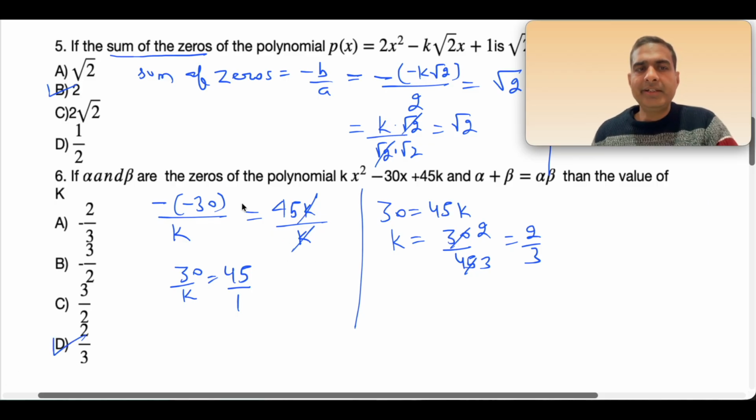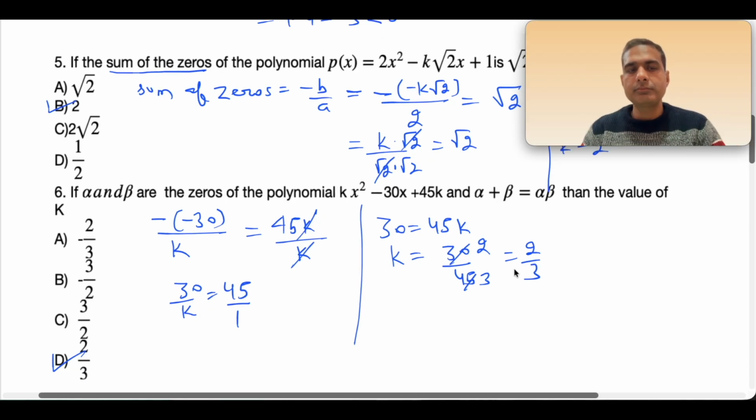So this was again a simple application of the formula for the sum of the roots and the product of the roots in case of a quadratic equation. So we applied that concept. The sum of the roots is minus b by a, the product of the roots is c by a. We wrote the values from the equation, simplified it, and we got k is equal to 2 by 3.